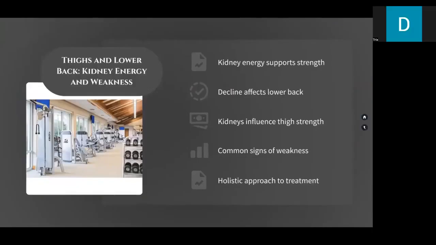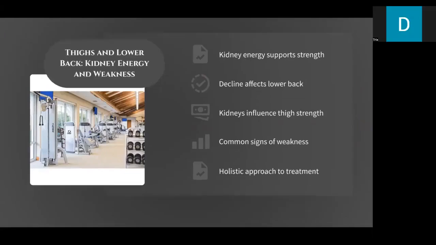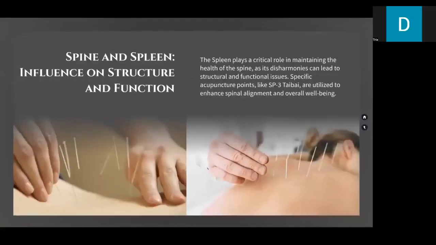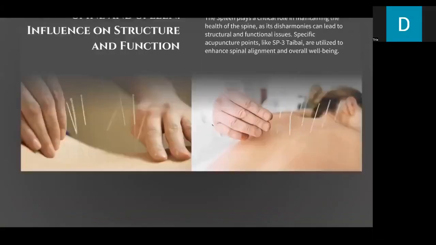Thighs and lower back, kidney energy and weakness. Kidney energy supports strength. Its decline affects the lower back. Kidneys influence thigh strength, common signs of weakness, and a holistic approach to treatment. The influence on structure and function of the spine and spleen. The spleen plays a critical role in maintaining the health of the spine, as its disharmonies can lead to structural and functional issues. Specific acupuncture points, like Spleen 3, are utilized to enhance spinal alignment and overall well-being.